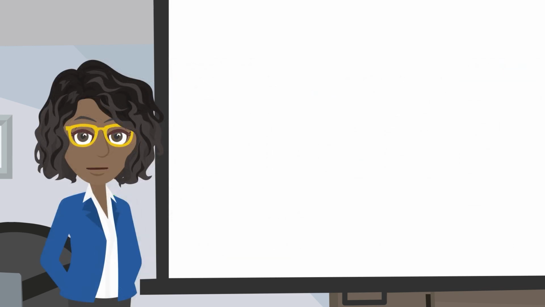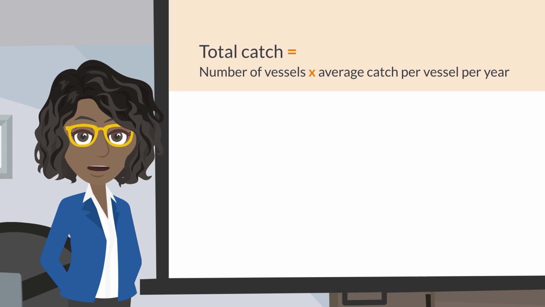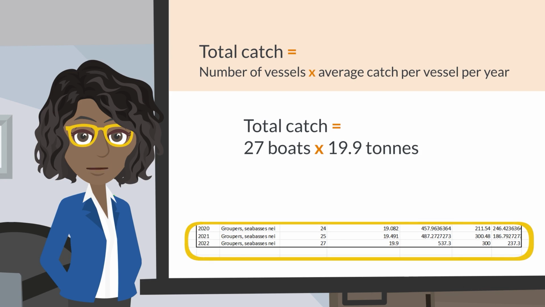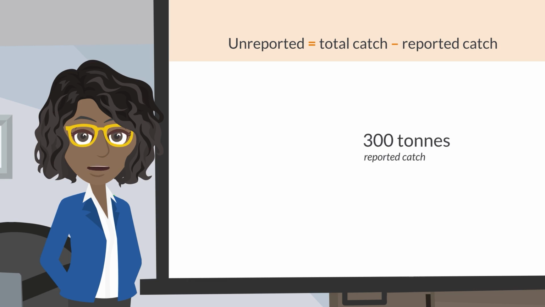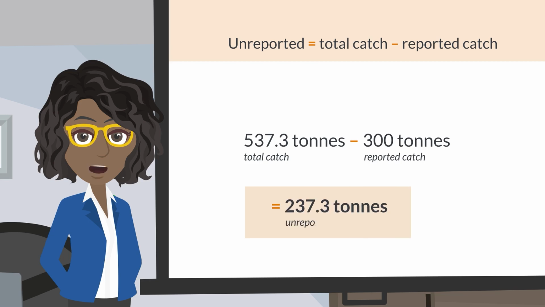The calculations look like this. If total catch equals the number of vessels by the average catch per vessel per year, then the total catch is 27 boats by 19.9 tons, which equals 537.3 tons. Then, if the unreported catch is the total catch minus the reported catch, I subsequently subtracted the 300 tons of catch reported by the FAO from the 537.3 tons of total catch I previously calculated, which gives me a total of 237.3 tons of unreported catch.